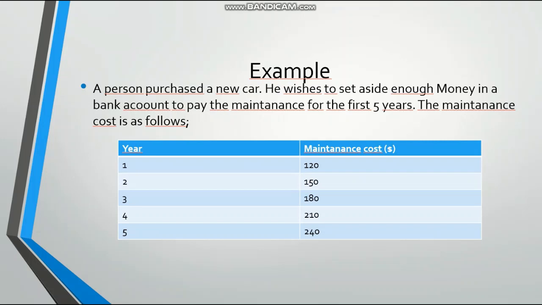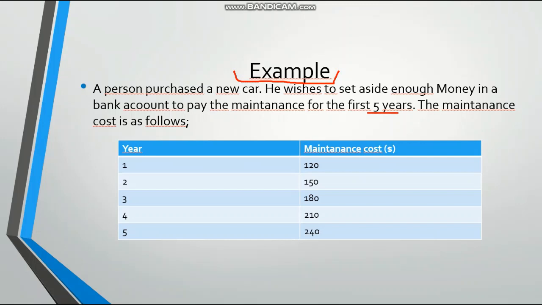Okay, let's see the example. A person purchased a new car. He wishes to set aside enough money in a bank account to pay the maintenance for the first 5 years. The maintenance cost is as follows: the first year is 120, then 150, then 180, 210, and 240.